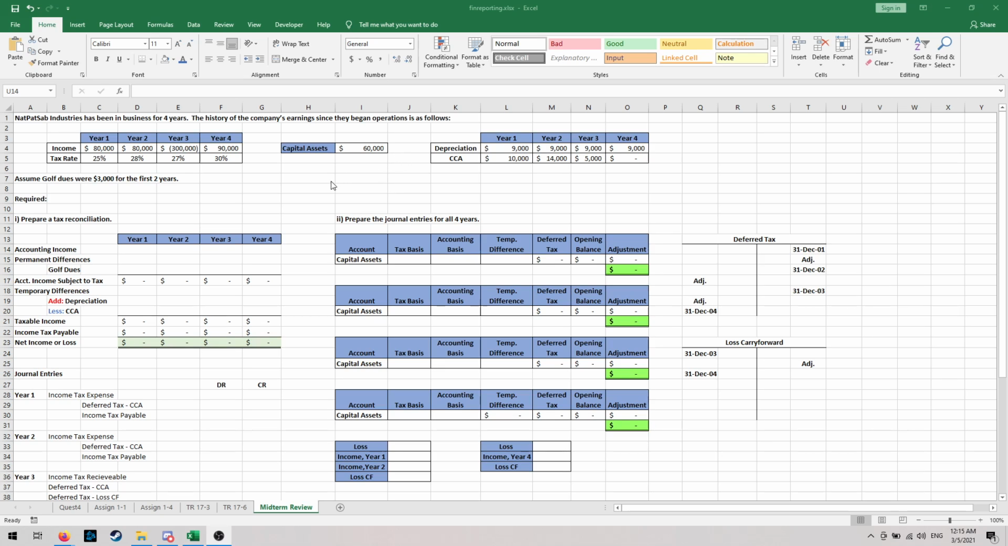The solution for this is of course posted on my Canvas, but I am going to walk you through the question step by step. So let's jump right in.